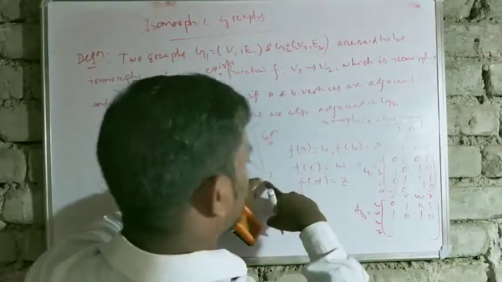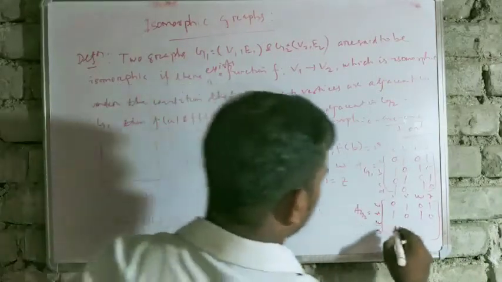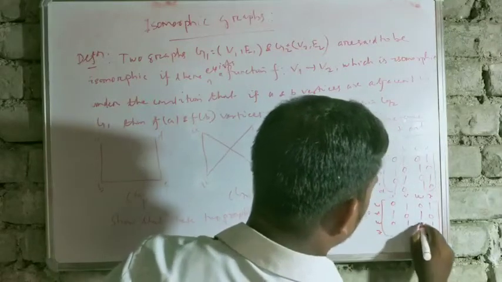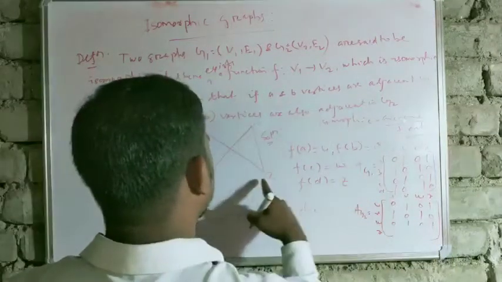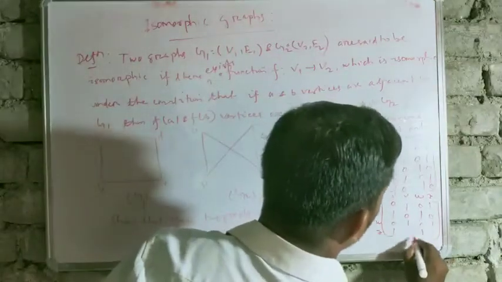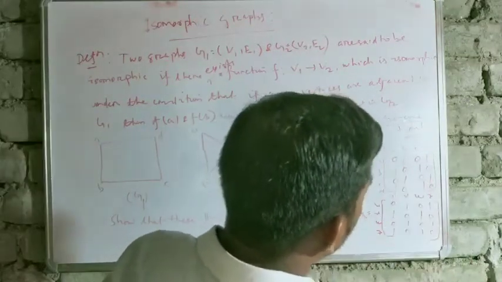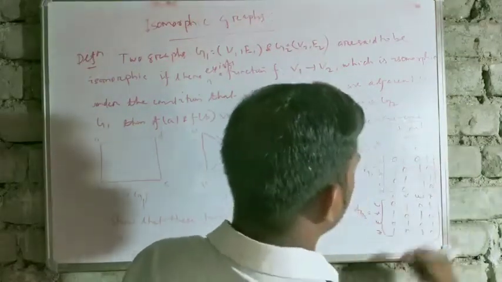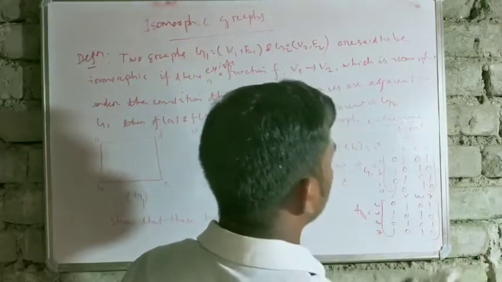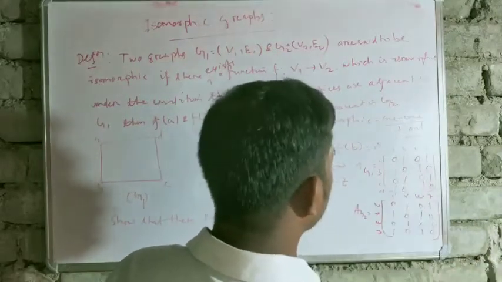And for Z, W. For W, V and Z are 1, and the rest are 0. For Z, Z is connected to only U and W. So this is U, this is W, and these are 0, 0. Now you compare these two matrices: 0, 1, 0, 1, 0, 1, 0, 1. And the second row is 1, 0, 1, 0. Here the second row is 1, 0, 1, 0. Similarly, the third row is 0, 1, 0, 1, and 1, 0, 1, 0.